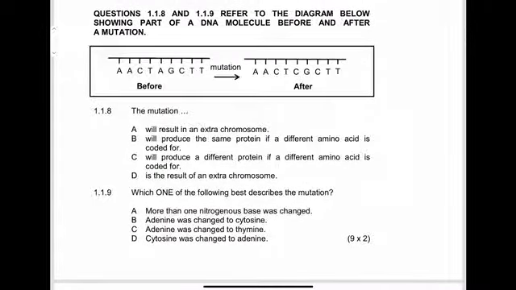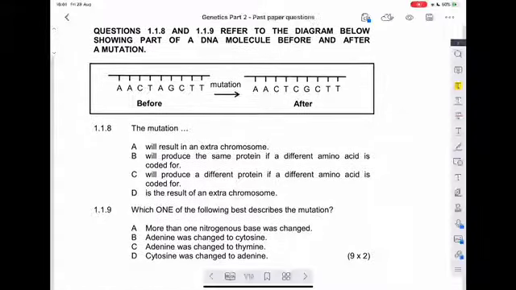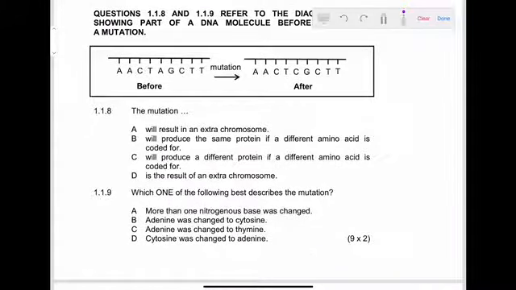All right, here we've got a question looking at mutations. So you've got a piece of DNA before, a mutation, and a piece of DNA afterwards. So will this mutation result in an extra chromosome? Will it produce the same protein if a different amino acid is coded for? Will it produce a different protein if a different amino acid is coded for? Or is it the result of an extra chromosome?